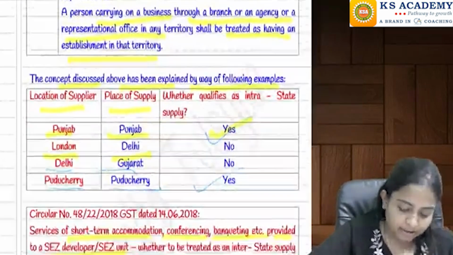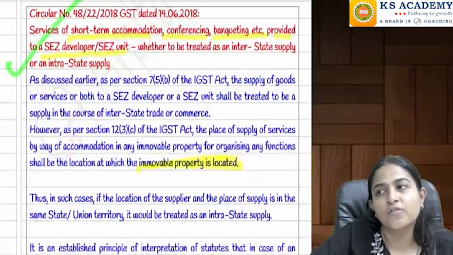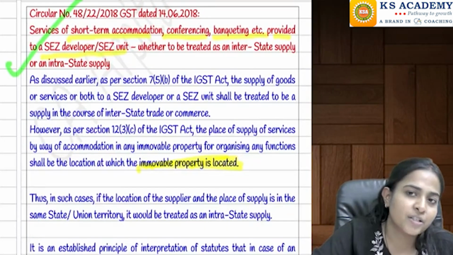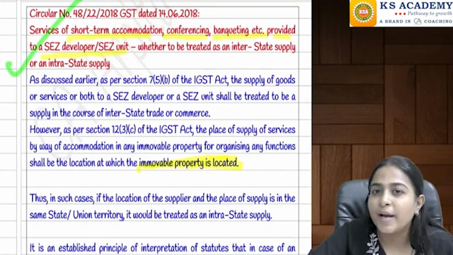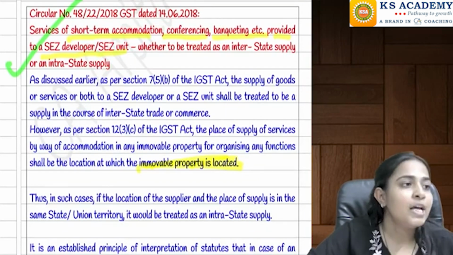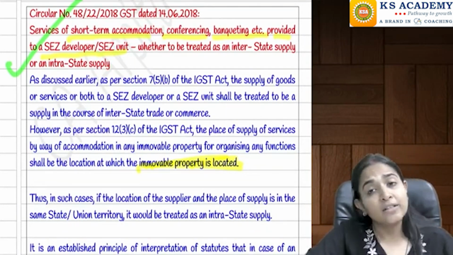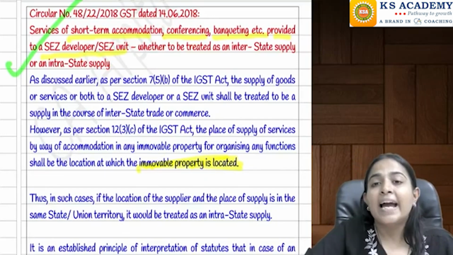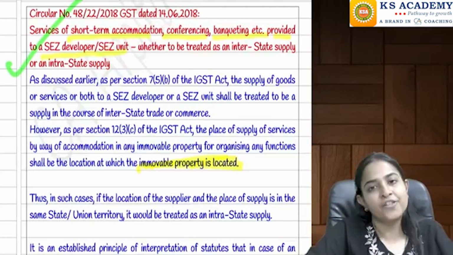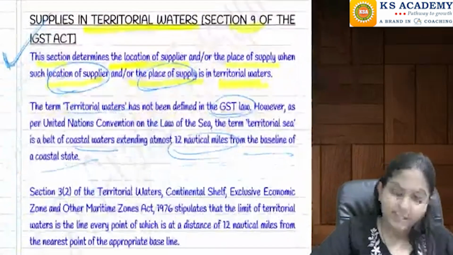Then after that there was a small circular: if accommodation services for lodging, or accommodation services for conduct of any conference, etc., have been provided to SEZ, then which provision will apply? Specific provisions will always override the general one. So if the services have been given to SEZ, then that is always considered as interstate supply, and therefore the service provider is required to apply IGST on such service, right?